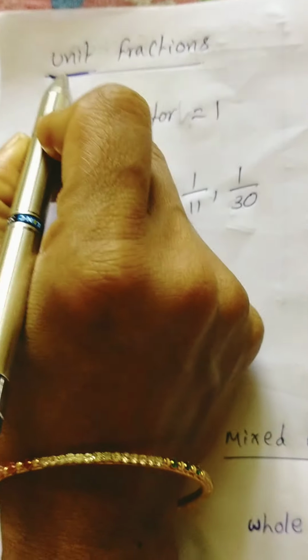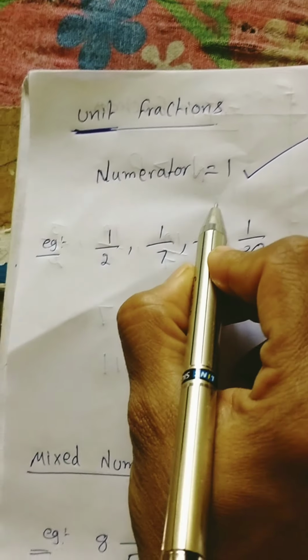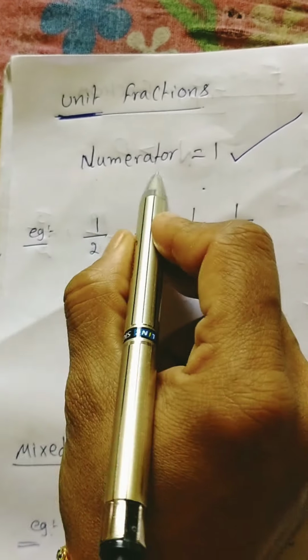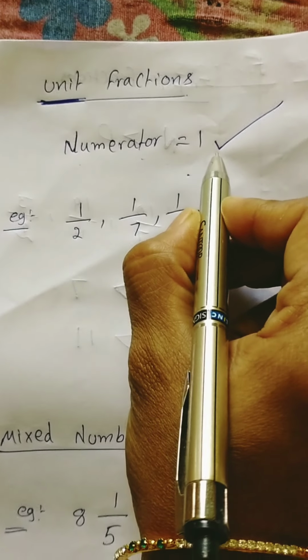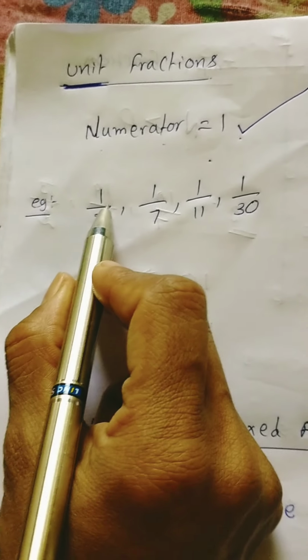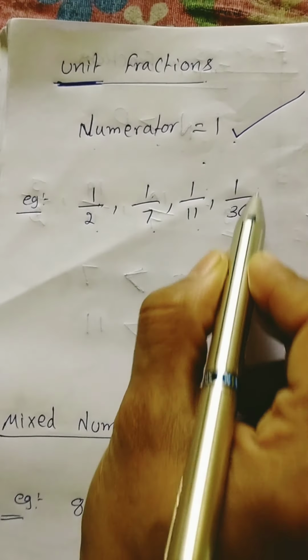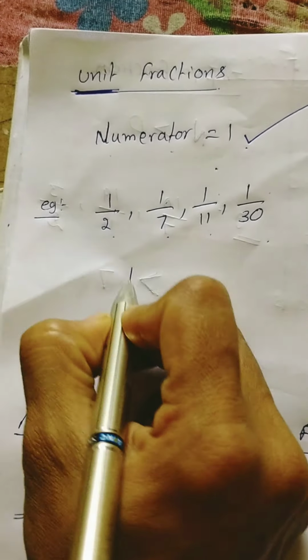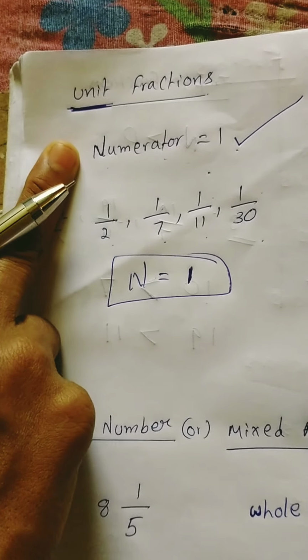Unit means, as the name itself indicates, the numerator is always 1. If the numerator is always 1, then we call it a unit fraction. For example, let us see 1 by 2, 1 by 7, 1 by 11 and 1 by 30. That means a fraction whose numerator is always equal to 1 is called a unit fraction.